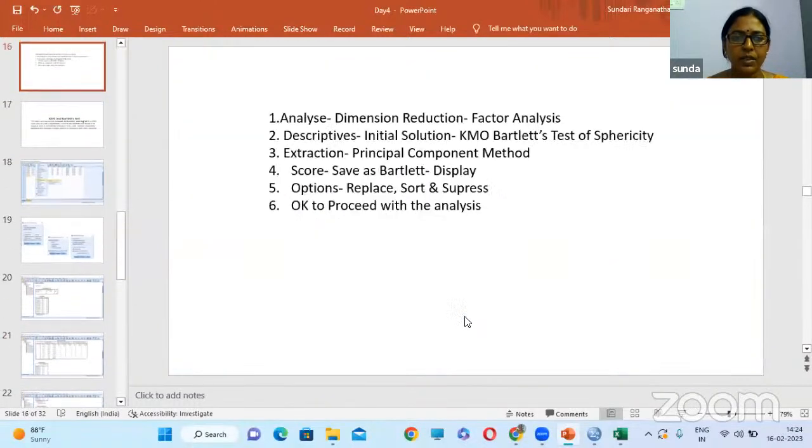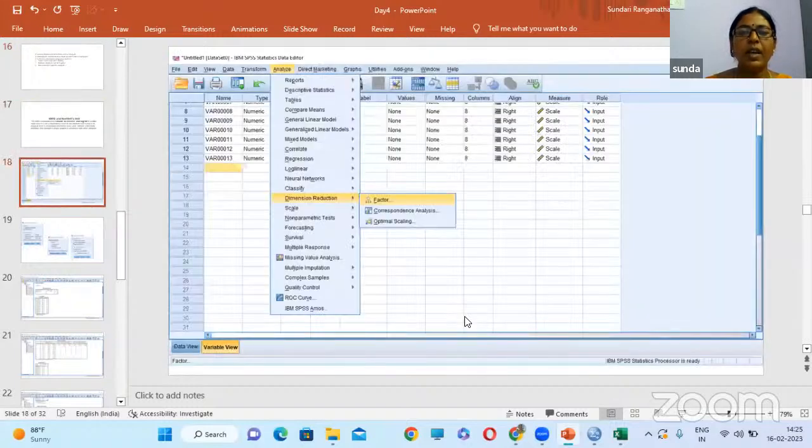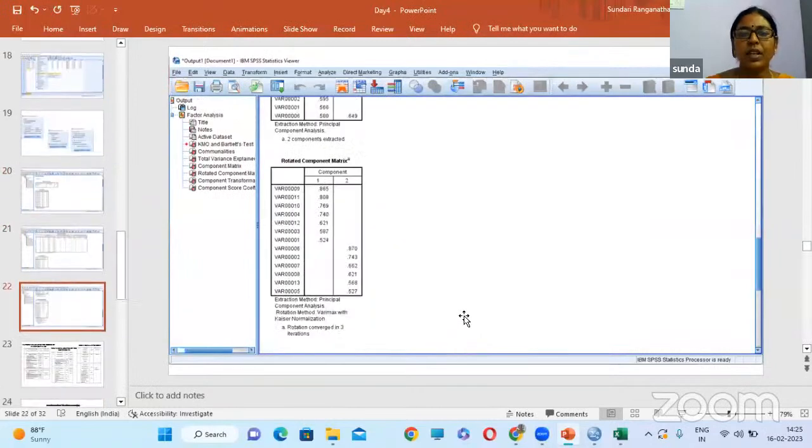These are all the steps. I'm just repeating it. Analyze. From Analyze, go to Dimension Reduction, Factor Analysis, Descriptives, Initial solution, KMO and Bartlett's test of sphericity, and then in Extraction choose the principal component method. So from the principal component or principal factor, other factors will emerge. That's the meaning of this. And then scores: how do you want to save your scores? Options: replace, sort, or suppress. How do you want to deal with your missing values? And then proceed with your analysis. This is how you will be doing your exploratory factor analysis using SPSS.